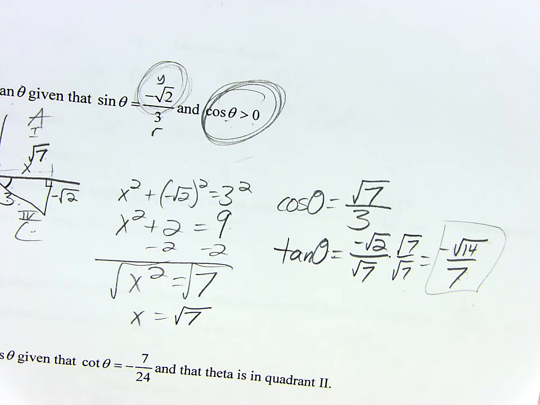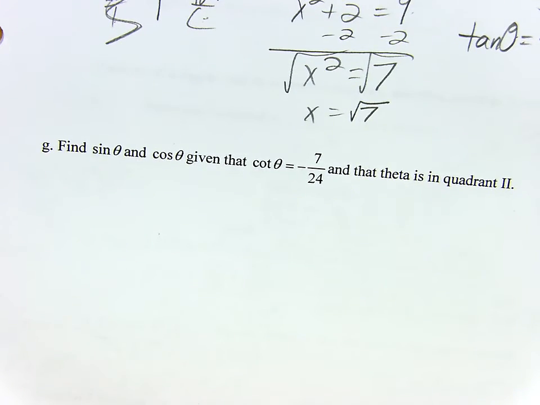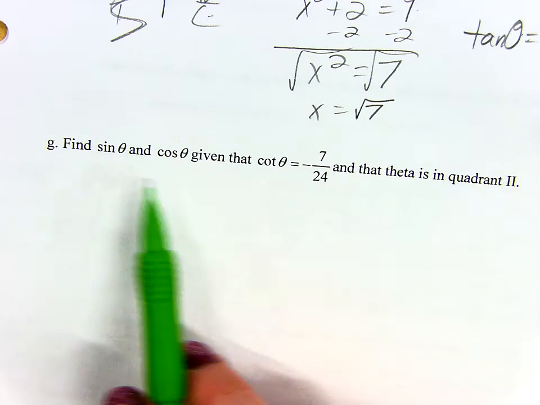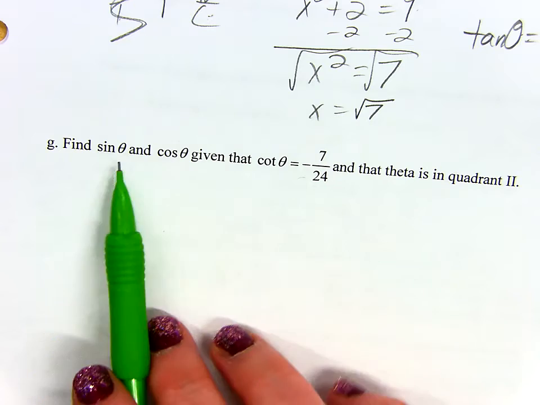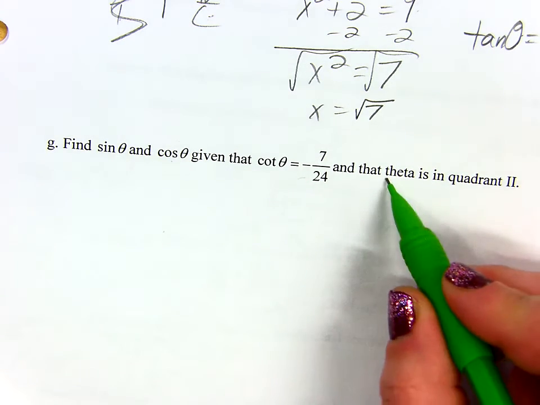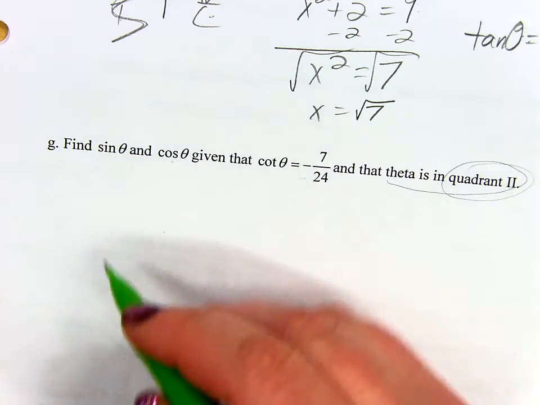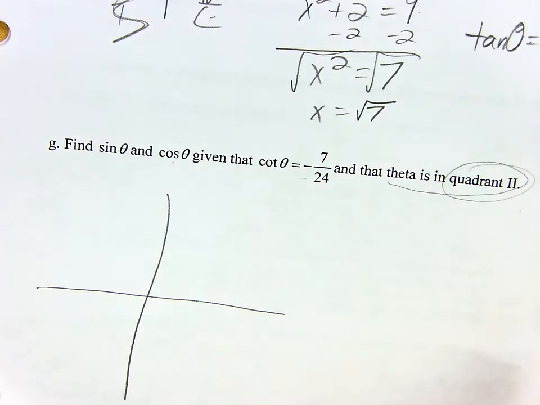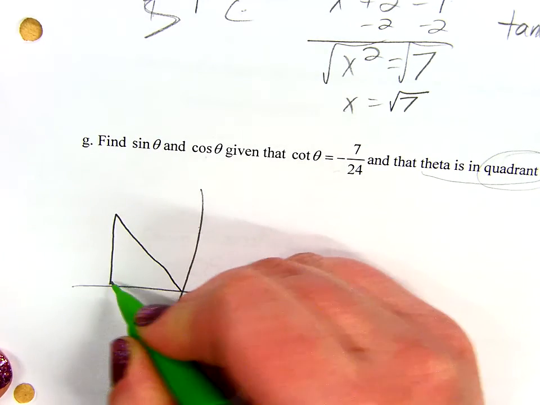Okay, so let's kind of try G. I'll help you get set up with it a little bit. This time they're giving me cotangent. Okay, that's interesting. I'm supposed to find sine and cosine. But what they did tell me this time is that they just came right out and said what quadrant I'm in. So that makes it a little bit nicer. I don't have to go through all the thinking. So I know I'm in quadrant 2. So I'm just going to draw for myself any old triangle in quadrant 2.